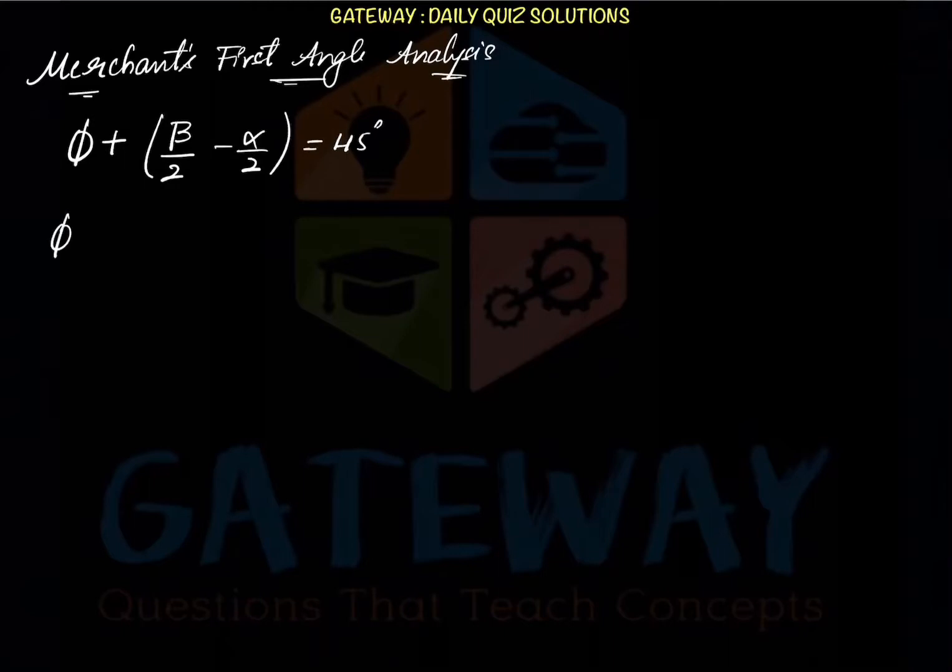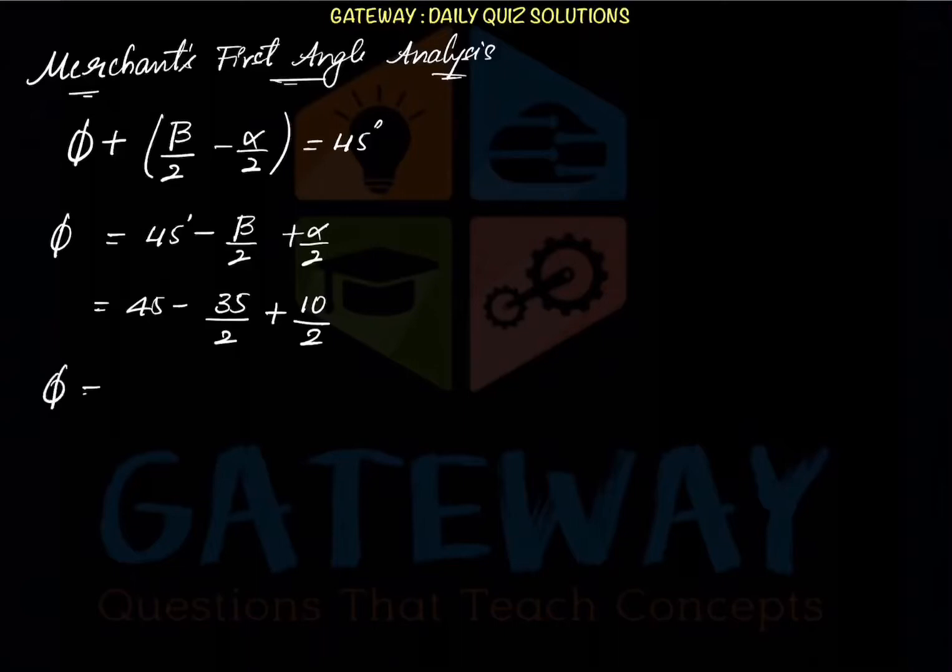In the question phi was not known, we need to calculate. That is equal to 45 minus beta by 2 plus alpha by 2, and 45 minus the beta we calculated, 35 upon 2, plus alpha we have taken from the designation, 10 upon 2, and from here we will be getting the value of phi as 32.5 degrees. So phi is obtained. Next, what we need to calculate to proceed to the power.